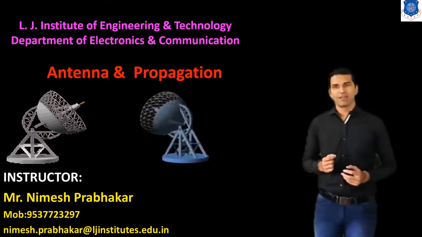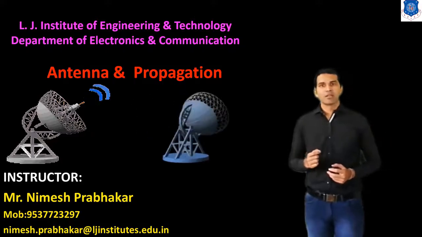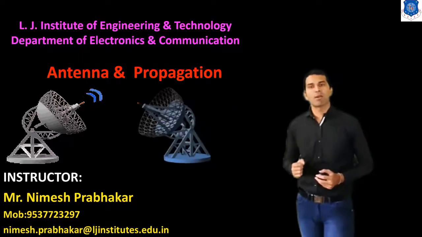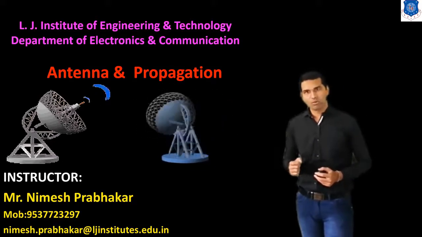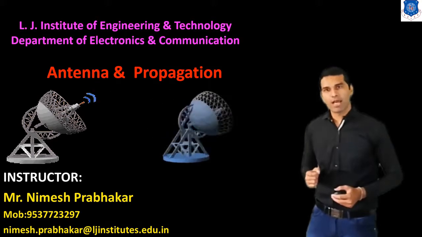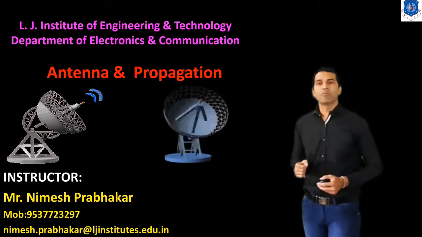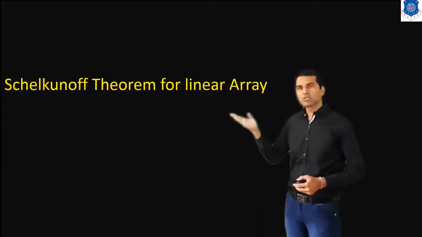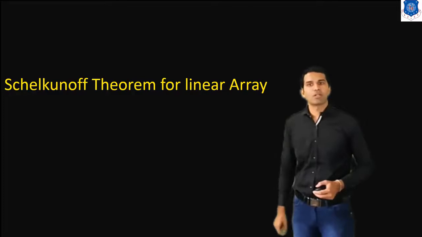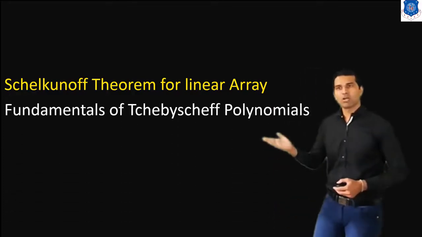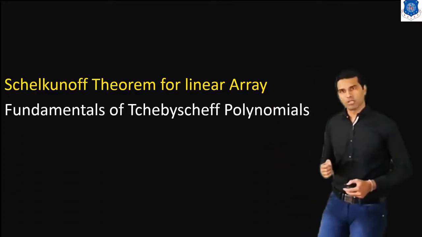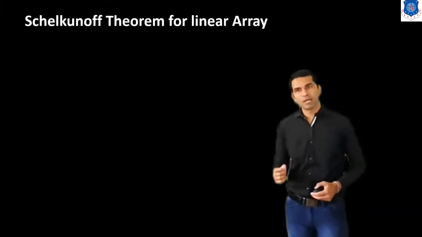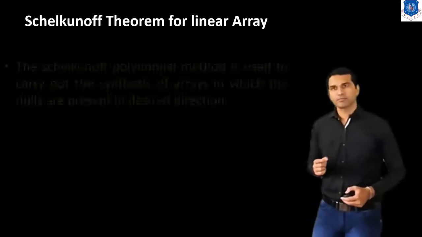In my previous lecture, we discussed the W8JK antenna. Then we discussed the horizontal lambda by 2 antenna above plane ground and the vertical lambda by 2 antenna above plane ground. Now, in this lecture, first we discuss the Schelkunoff theorem for the linear array. Then we discuss the fundamentals of the Chebyshev polynomial. So first we start with the Schelkunoff theorem for linear array.